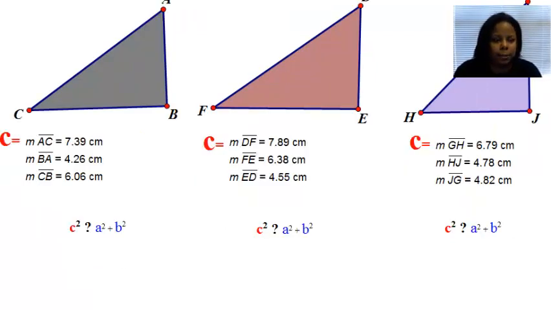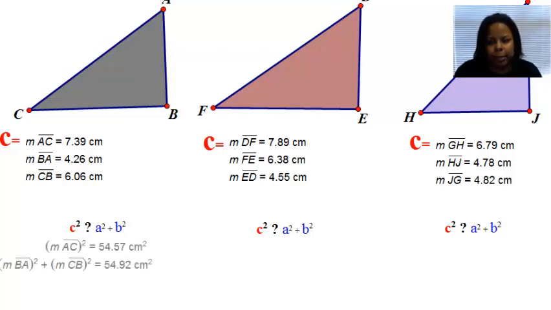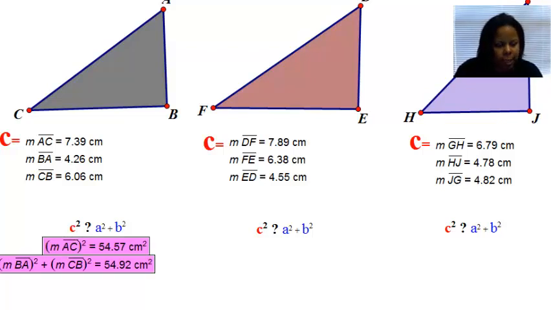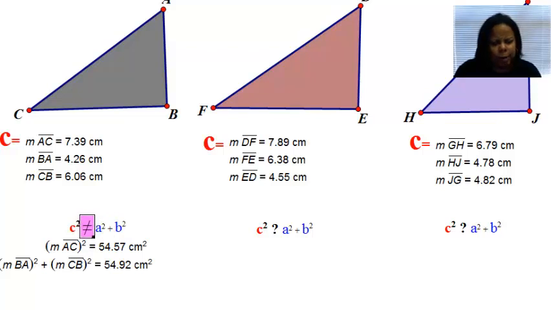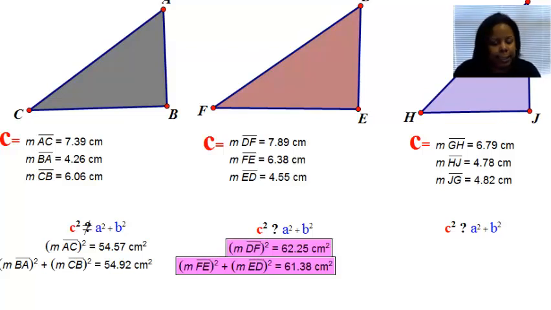So let's take a look at this first triangle, triangle ABC. We've identified that c is 7.39. So when we compare this length squared to the sum of the squares of these two lengths, these are the values that we get. So in this case, which measurement squared is the largest? Is it the c squared or is it the a squared plus b squared? Well, as you can see, they're very close, but they're not equal. So therefore, we cannot say that this is a right triangle because c squared does not equal a squared plus b squared.